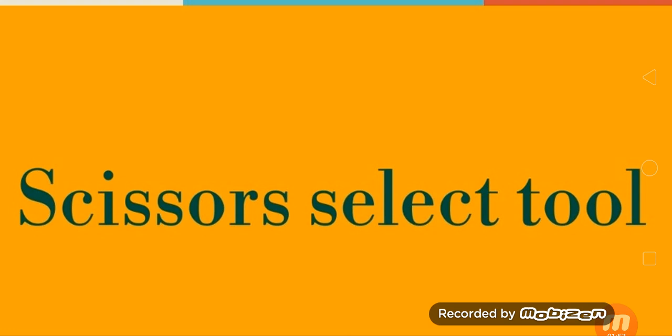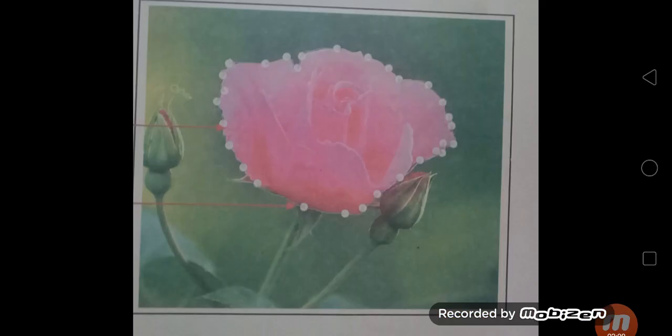Now let us start. Children, look at this image. There is a flower, a pink color flower, and I want to select only the flower. Means I don't want to select birds and any other thing. So first of all, I will have to click on the scissors select tool, which I told you are intelligent scissors. Bring your cursor to the edge point from where you want to start the selection and click on it.